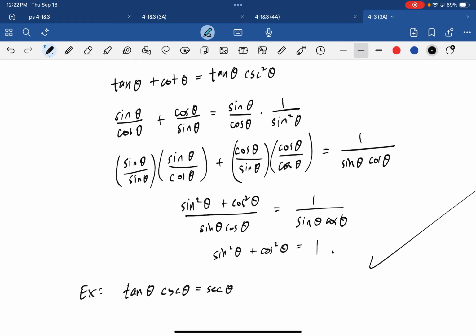Do we make everything the same? It just becomes 1 over cosine. What do you have right now? I have sine theta over cosine theta times 1 over sine theta equals 1 over cosine. That's correct. So now you would just try to cancel things out, and you should be about done after that.